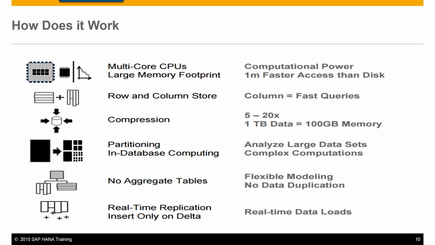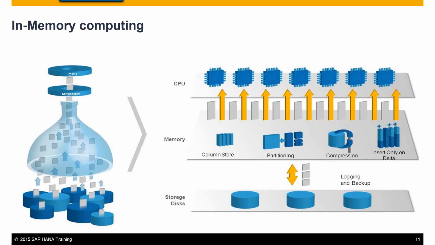Now we are going to discuss how the column store, partitioning, and compression work, and what insert-only and delta are. The first one will be the column store. Basically, when it comes to row store, how does it store the data? The way you see a row, the same way it writes the data to disk as well. So in real time, when you want to access data based upon a particular date, which customer bought how much quantity, okay?